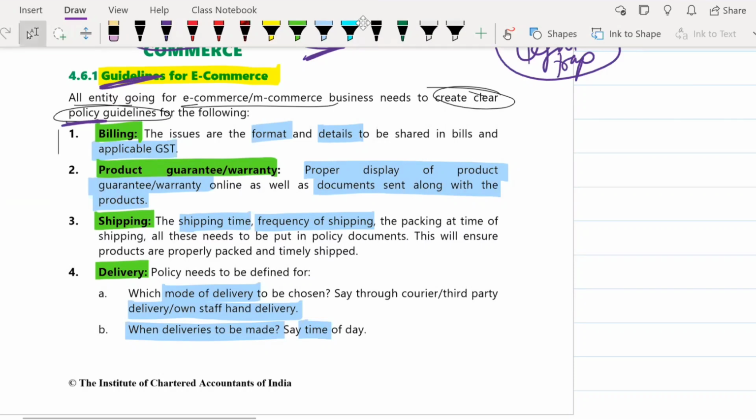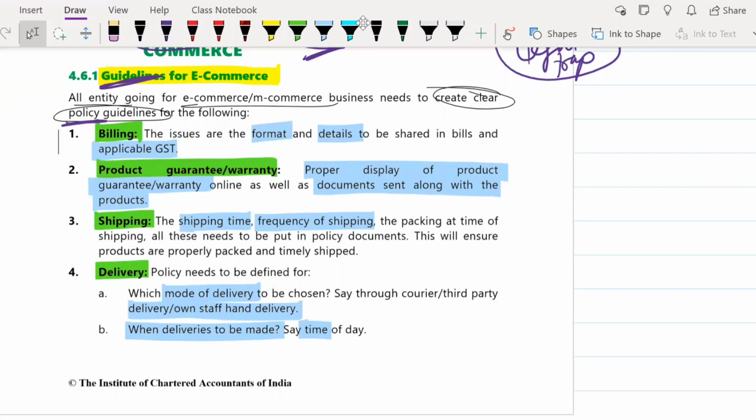Someone is saying the screen is not visible. Is the screen visible? Just let me know in the chat box whether it is visible or not. Okay, yes, it is visible. I think there's some issue with your internet, so you can go out and join the meeting again.